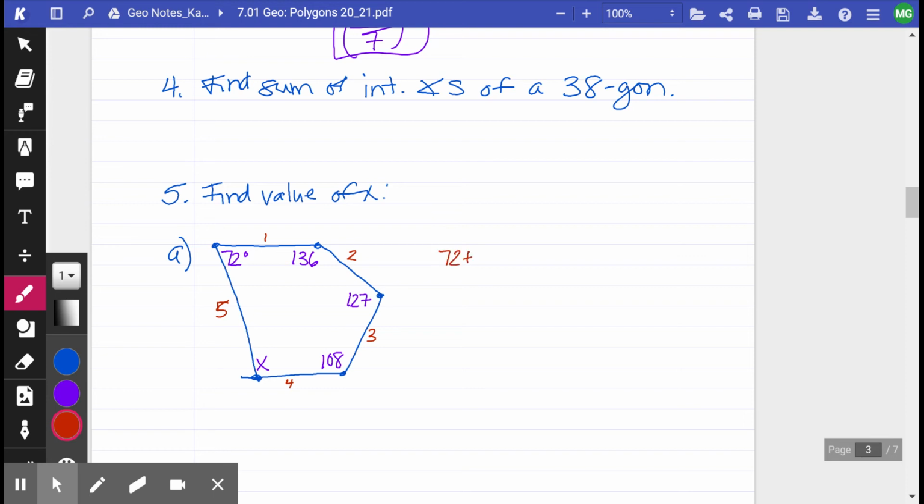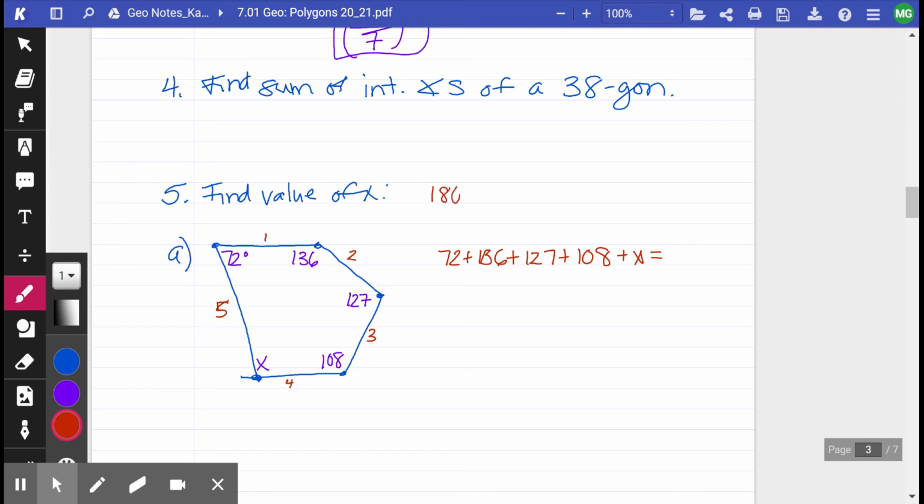So 72 plus 136 plus 127 plus 108. Now, if I add x onto that, that should give me the sum of all the angles in my pentagon. Well, wait a minute, I don't know the sum of the angles in a pentagon, so how can I find it? So to find it, we want to use our sum of all the angles formula.